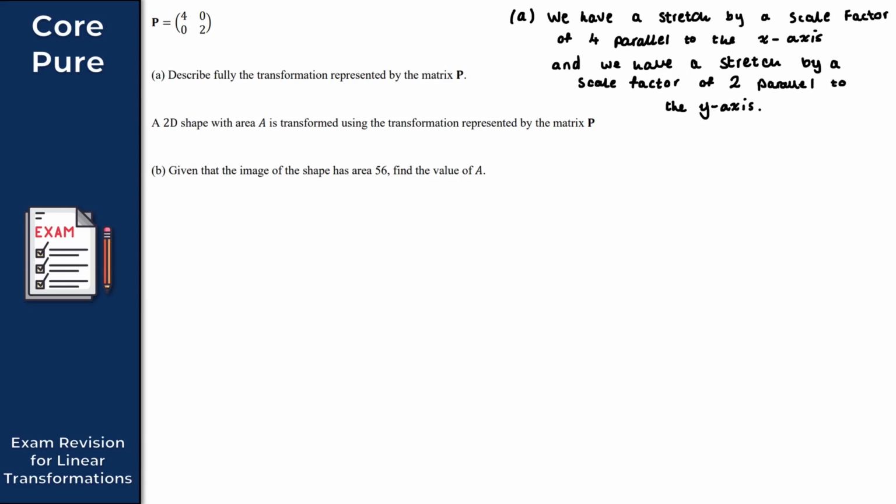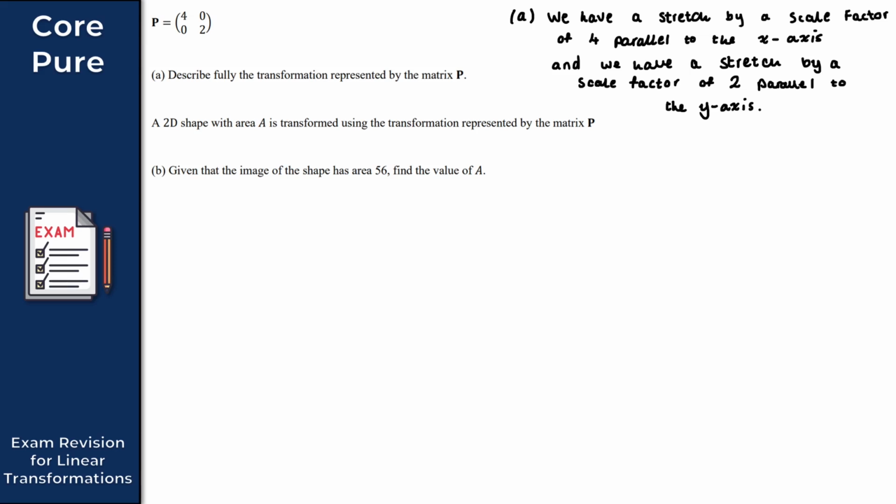Now for the next part of this question then, what we're told here is a 2D shape with an area of A is transformed using the transformation represented by the matrix P. So again, that's this matrix here. So for part B then, it just says, given that the image of the shape has area 56, find the value of A. Right, so where do we begin here with part B? Well, again, this is pretty straightforward, right? Basically, what you need to consider here is the area scale factor, right?